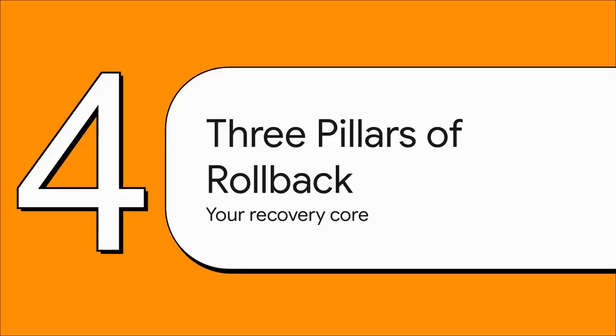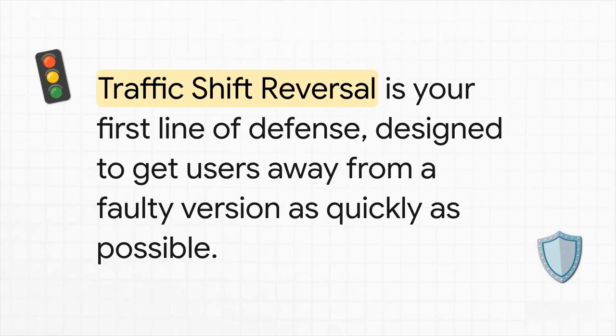So what does this recovery plan actually look like under the hood? Well, it really stands on 3 critical technical pillars. They have to work together or the whole thing falls apart. Let's break them down. Pillar number 1. The very first thing you have to do is control the user impact. This is all about getting your users away from the broken version as fast as humanly, or really, as fast as automatically possible. This is your first line of defense.